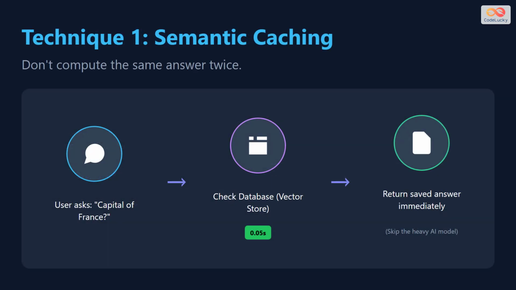The fastest way to generate an answer is to not generate it at all. With semantic caching, if a user asks a common question like capital of France, we check a database first. If we have seen this question before, we return the saved answer instantly. This takes milliseconds instead of seconds.